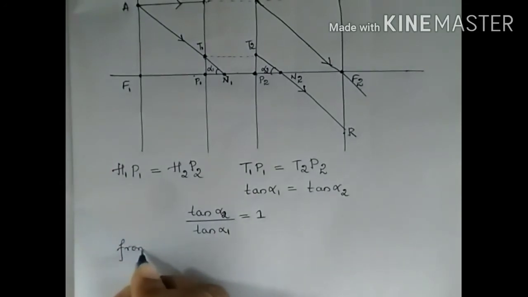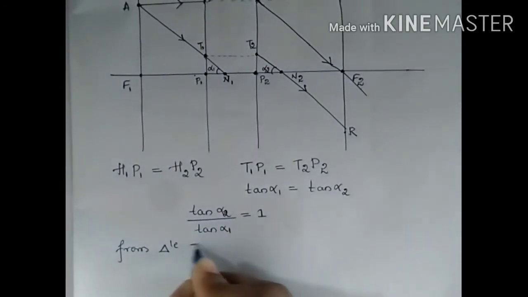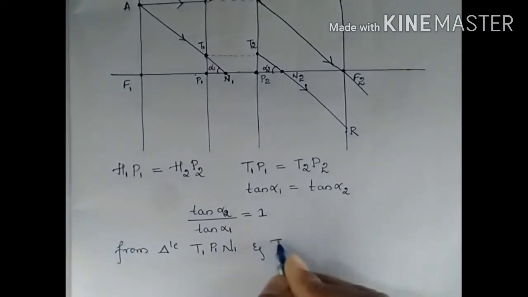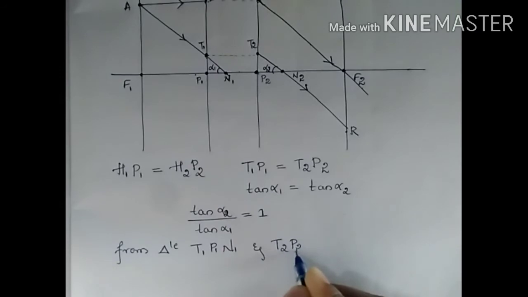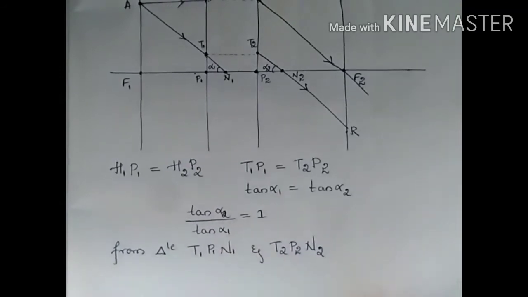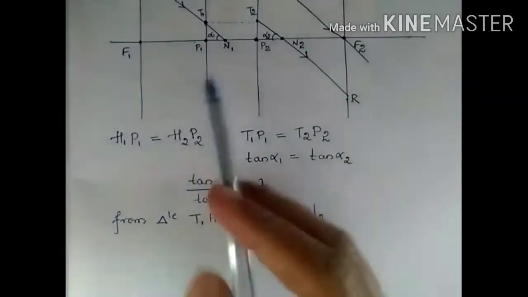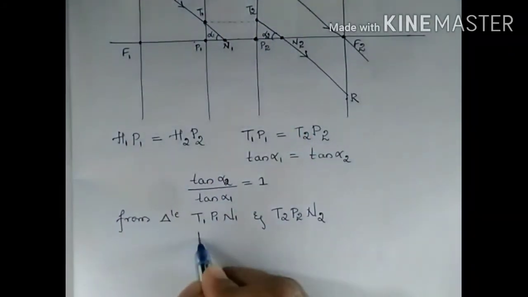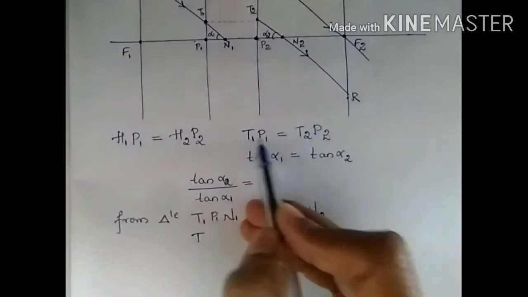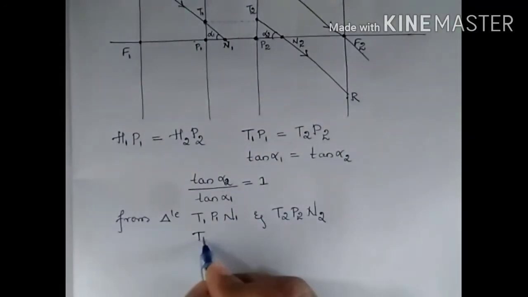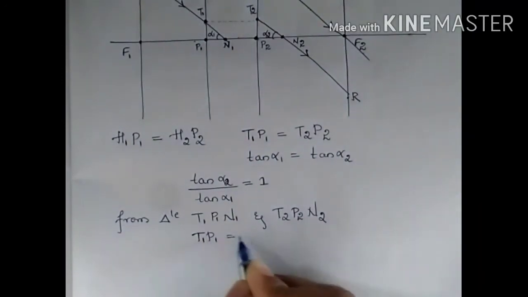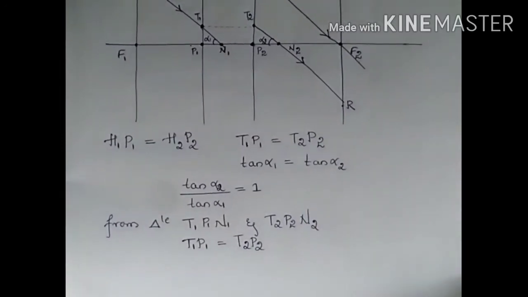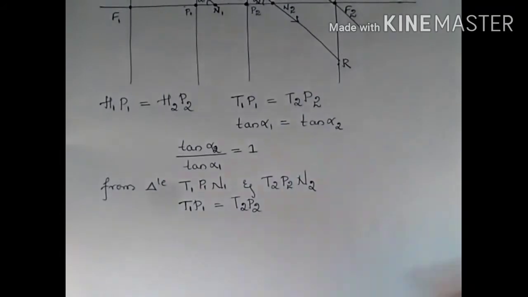So from triangles T1 P1 N1 and T2 P2 N2, we can write T1 P1 is equals to T2 P2. So that I have already discussed. So T1 P1 is equals to T2 P2, because the distances here are the same.